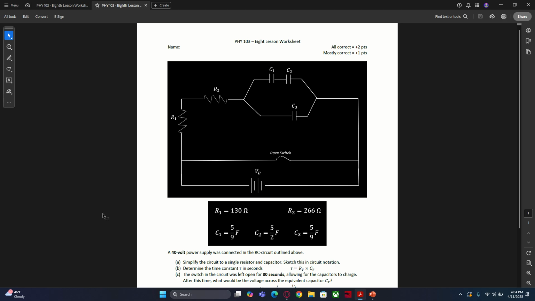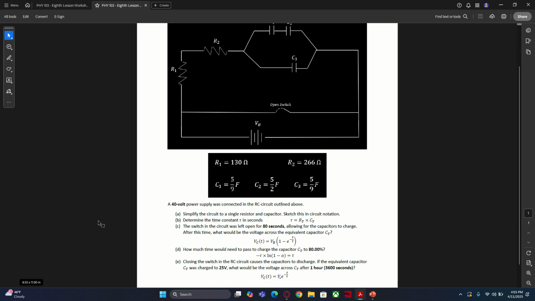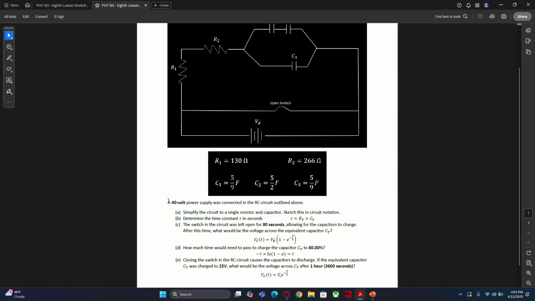As far as our values, resistor 1 is going to be 130 ohms, resistor 2 will be 266 ohms, and capacitor 1 will be 5/9 farads, capacitor 2 will be 5/2 farads, and capacitor 3 will be 5/9 farads. As far as looking through this worksheet, key here is we are starting with a 40-volt power supply that was connected in the RC circuit outlined above. So now we know that our battery is 40 volts.